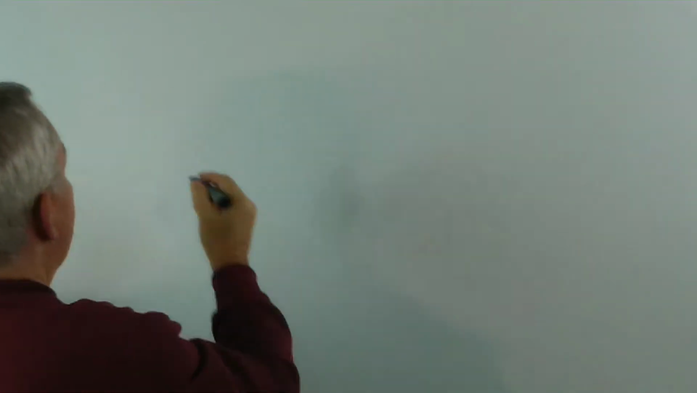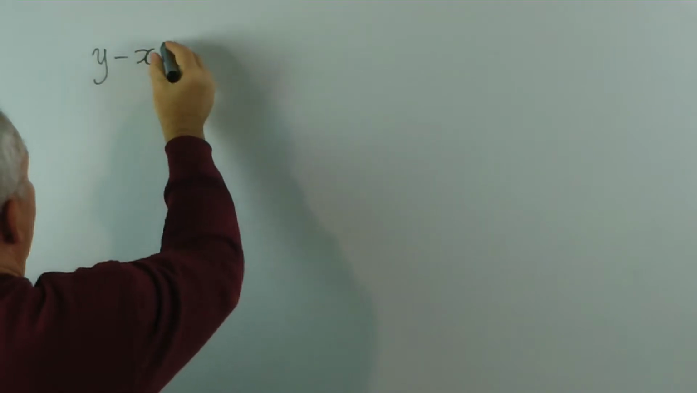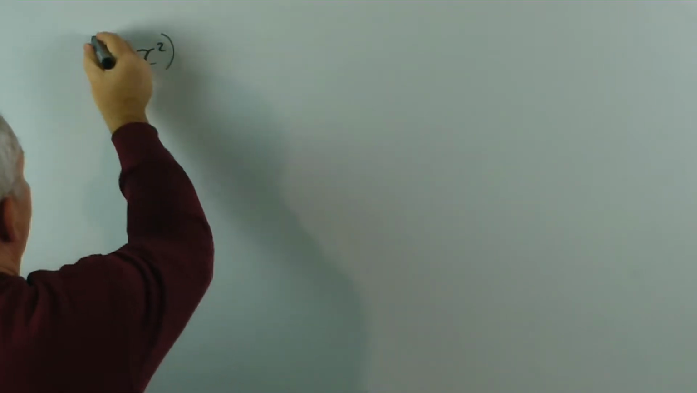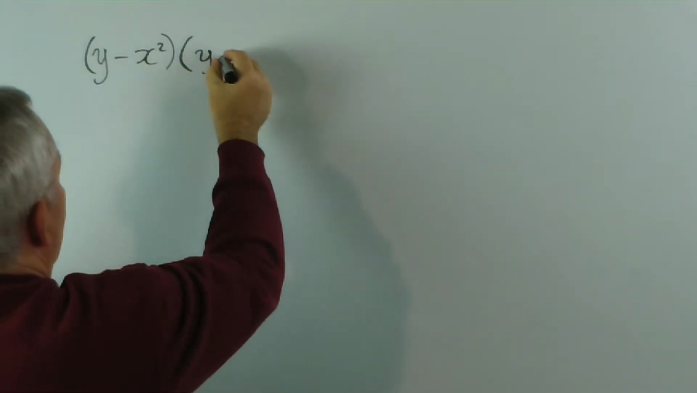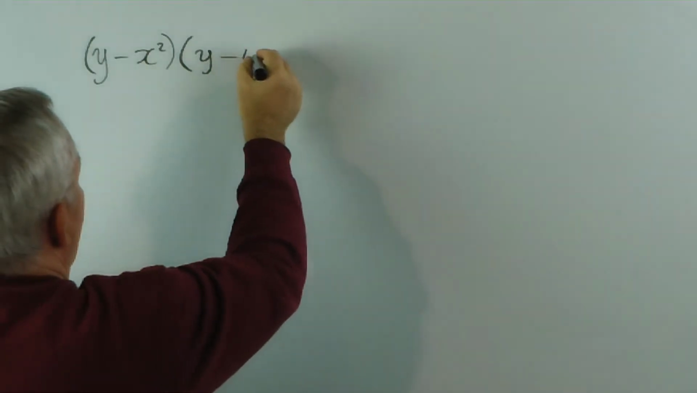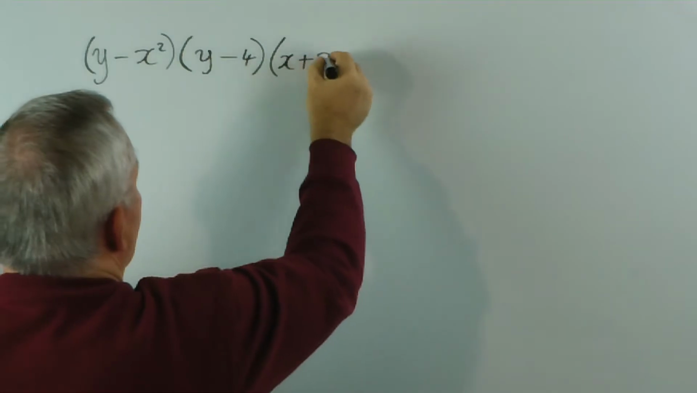Let's try it. Well, here we go. We'll try a true curvilinear asymptote this time. Let's do y minus x squared, and let's do y minus 4 and x plus 2.